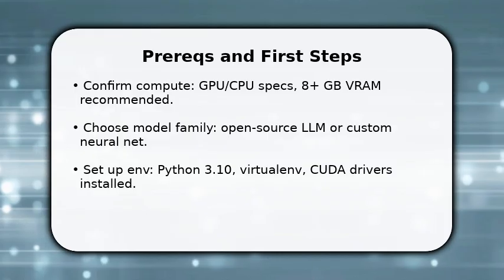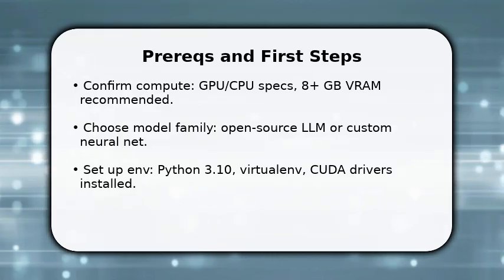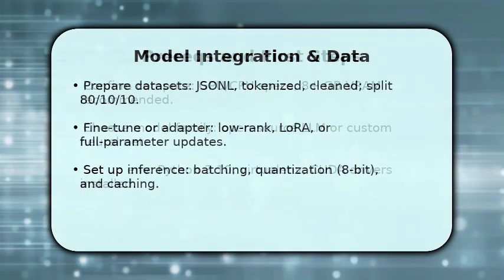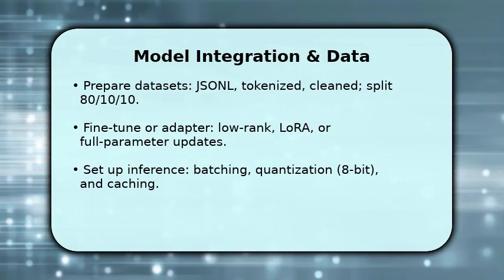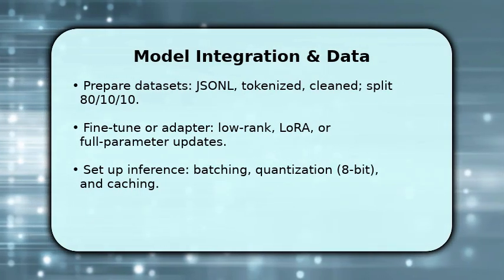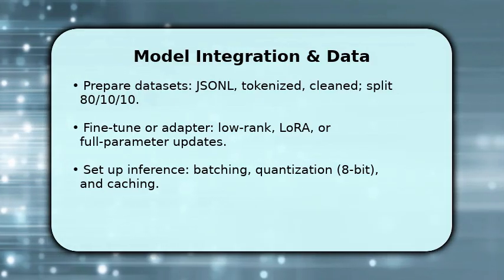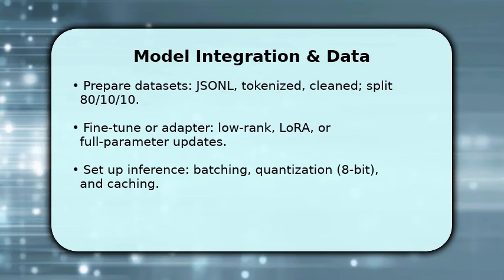Make sure to clone the baseline repo and run its smoke test so you have a working pipeline before you build further. Now integrate the model and feed it quality data. You preprocess into JSONL, clean duplicates, and split 80/10/10. This reduces overfitting and speeds iteration.